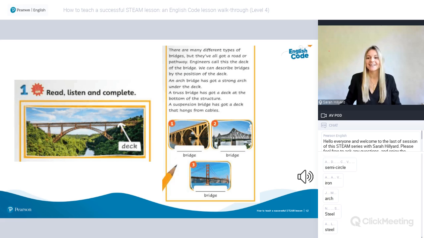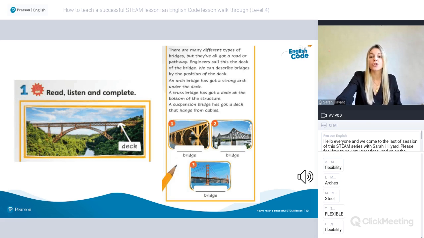Okay, wood, steel, iron, metal, perhaps. And what shapes can you see? Arches. Okay, good. What makes bridges strong then? What did we learn in the video? What is something that makes a bridge strong? It's flexibility. Yeah. So the structure of it, the material it's made of, also the use of triangles and arches make bridges very, very strong. Good. So you would write many of these ideas on the board.